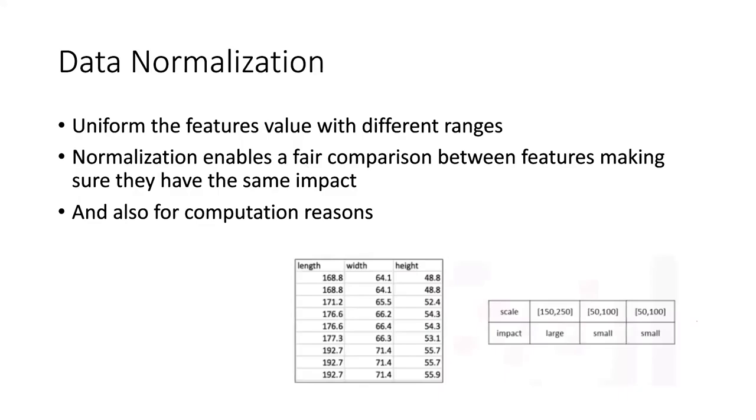First thing is data normalization. Why do you want to do data normalization? See 3 columns: length, width, and height. Here, scale in the sense for length, it is about 150 to 250. The scale is within this range. Width is within this range and height is within this range.